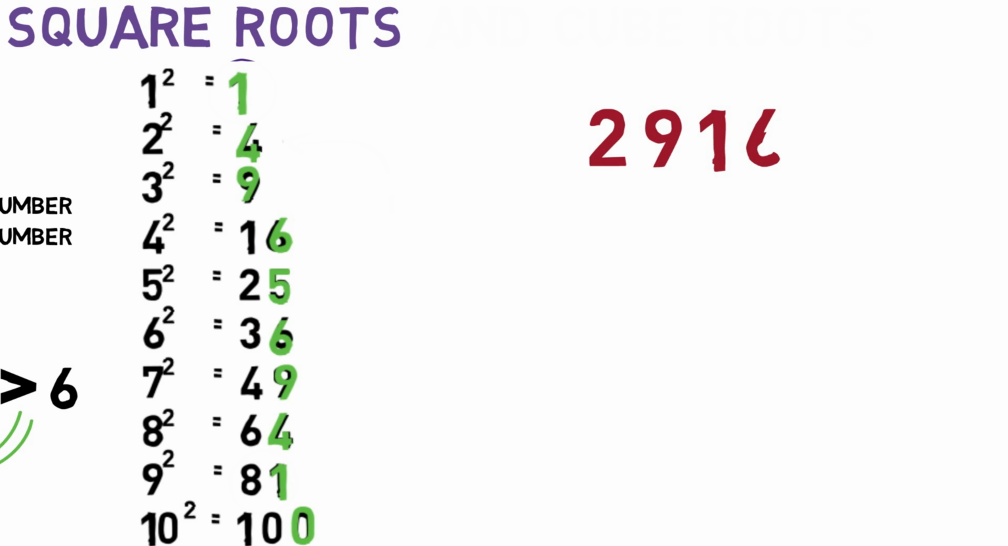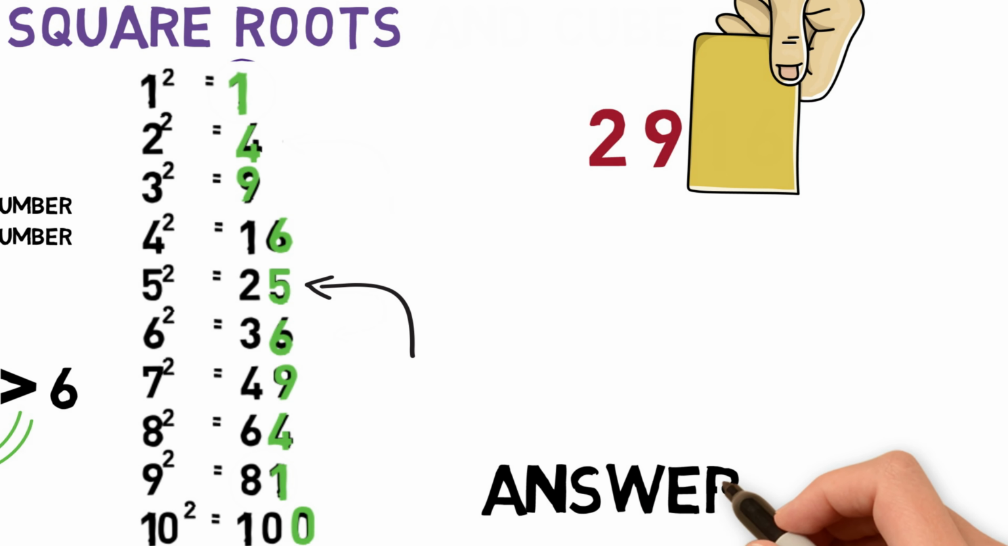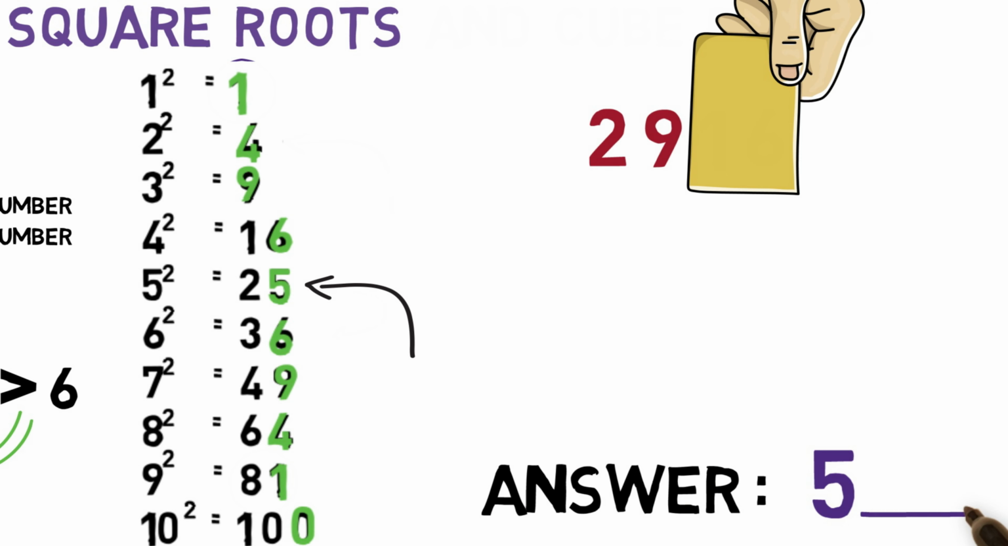Let us try this with a different number. When we cross out the last two digits, we are left with the number 29. So we are looking for a square that is 29 or just below it. We can see that number will be 25, the square of the number 5. Hence, our solution begins with the number 5.